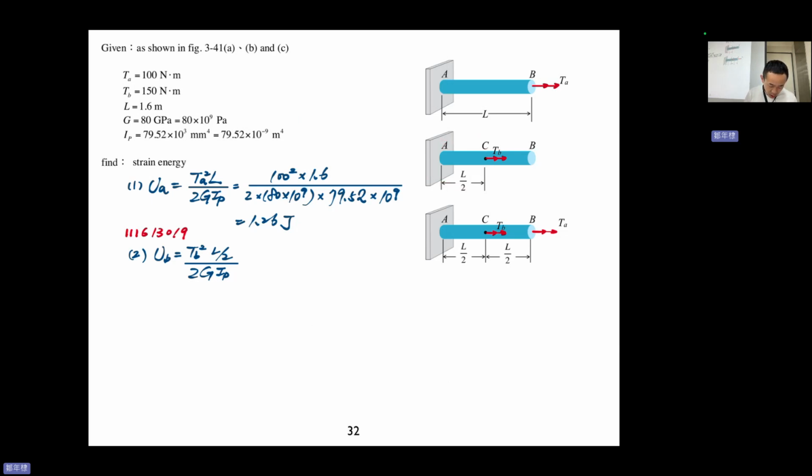All right. So after that, we have 1.41 joule. And then I am going to continue after 10 minutes for UC. Okay, I will see you later. If you have any questions, just come here.